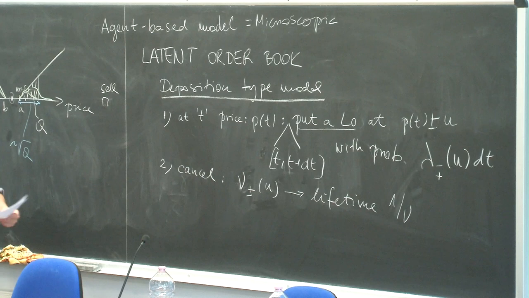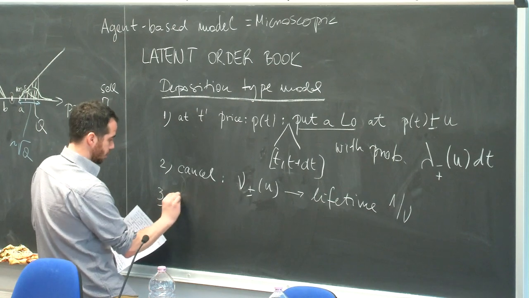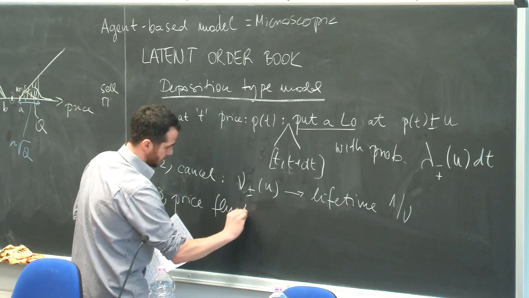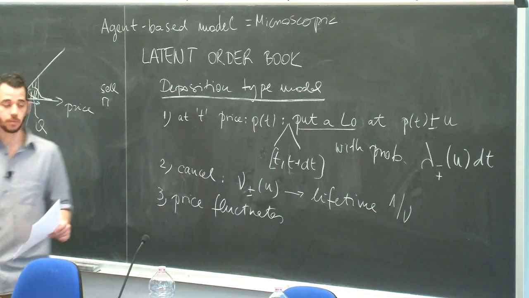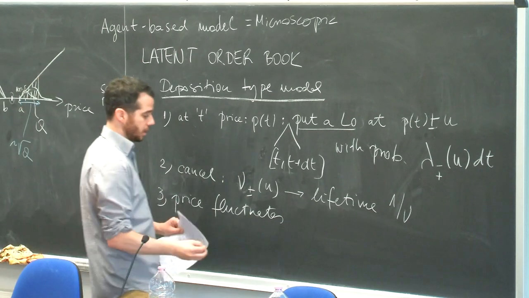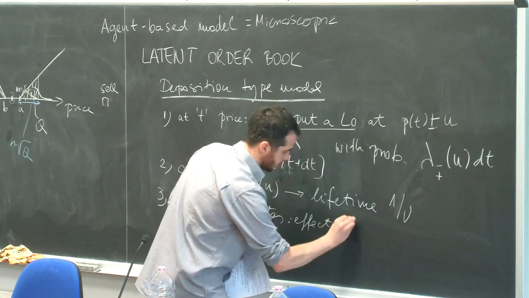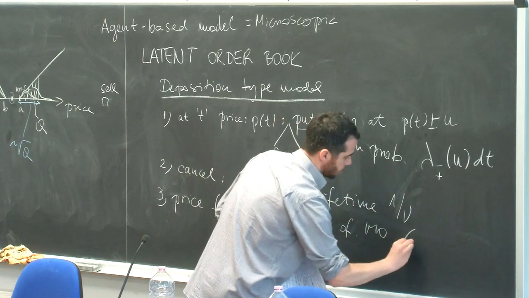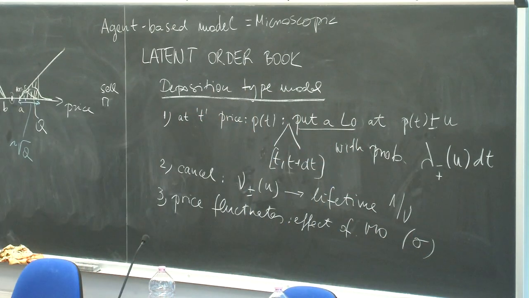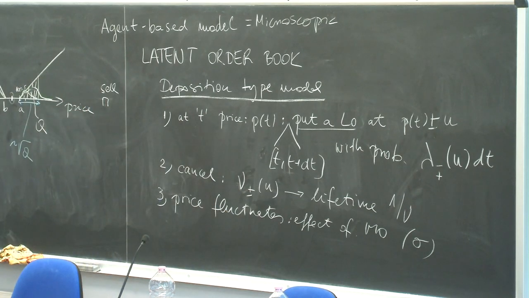So in this model, let's add something a bit by hand. We say that the price fluctuates. So the middle is fluctuating, in a diffusive manner, an effect of market orders, which will have some sigma diffusion coefficient. We only say that they fluctuate. We don't know what really happens, we'll see the details. So it's a very simple model.